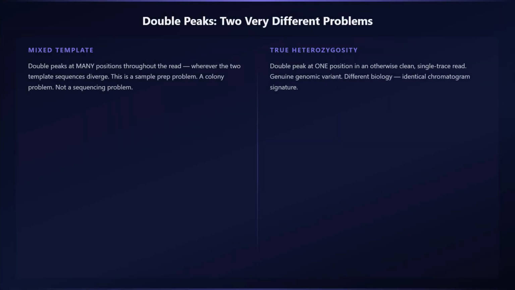If you see double peaks at multiple positions throughout the read, two colors overlapping at many sites, that is not heterozygosity. That is a mixed template. Rule it out first. A heterozygous position produces a double peak at one site in an otherwise clean read. A contaminated or pooled template produces double peaks wherever the two sequences diverge. Different biology, same appearance. Check your sample prep before you call a variant.